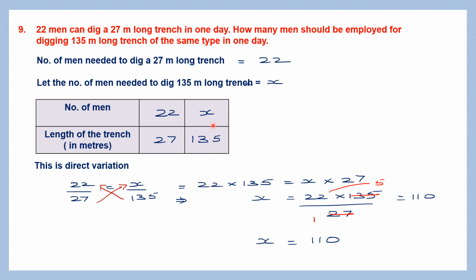And what did we say x is? The number of men. So let's write our answer. Number of men needed to dig a 135-meter long trench is 110. So this is our answer.